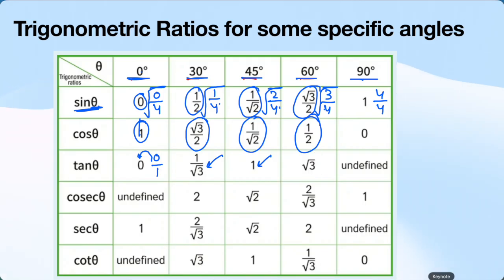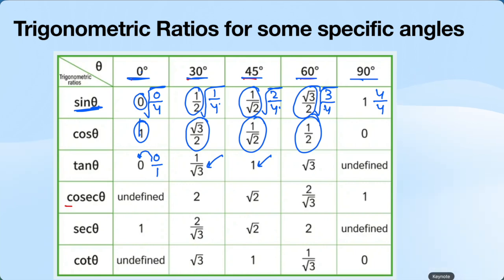For sine theta, we can do root of 0 by 4, 1 by 4, 2 by 4, 3 by 4, 4 by 4. For cos theta, we have to start from the last: 1, root 3 by 2, 1 by root 2, then 1 by 2, and then 0. For tan theta, we have to divide them. 0 by 1, this divided by this, so 1 by root 3, this divided by this, so 1, this divided by this, root 3, and this. Till tan theta, any doubt? Sin theta, cos theta, tan theta we have discussed, and we learned for 0, 30, 45, 60 and 90 degree angle.